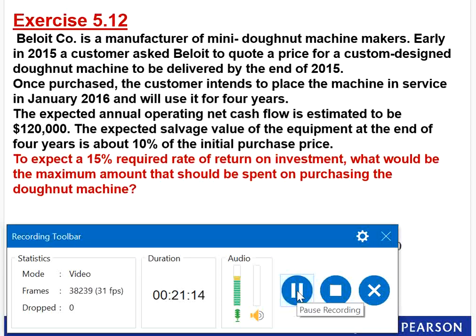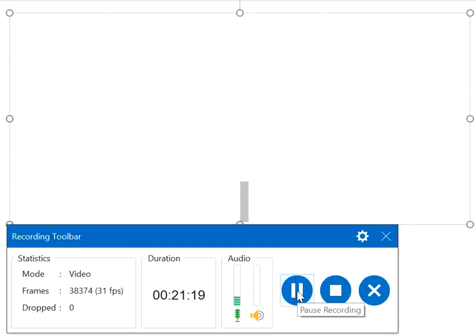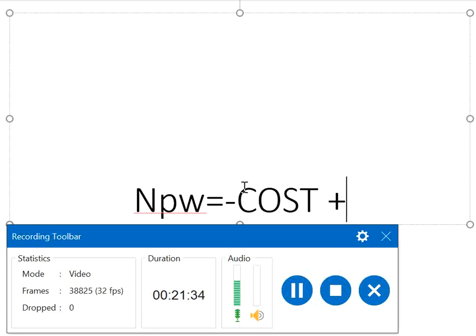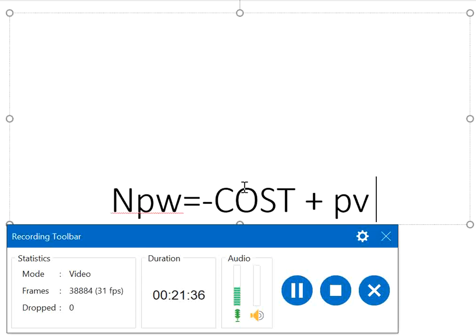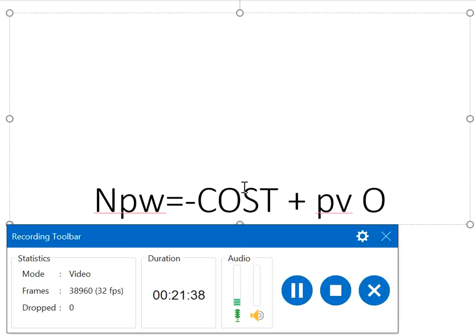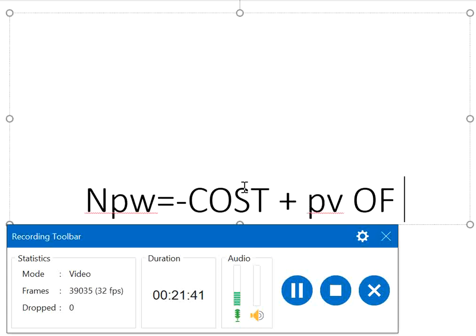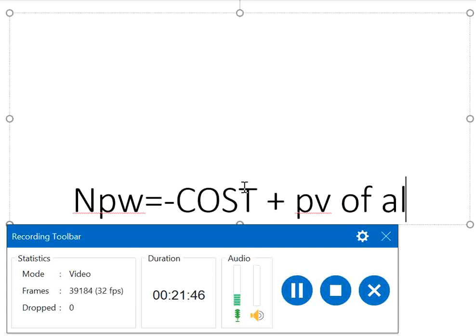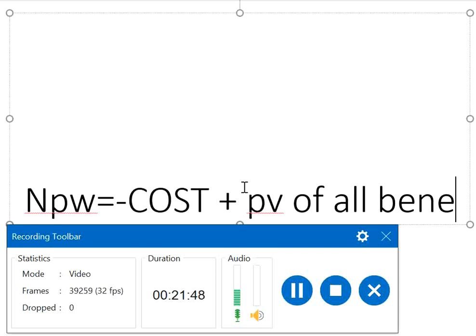So how we calculate a net present worth, I'll explain here. You know that net present worth is equal to minus cost plus the present value of all benefits.